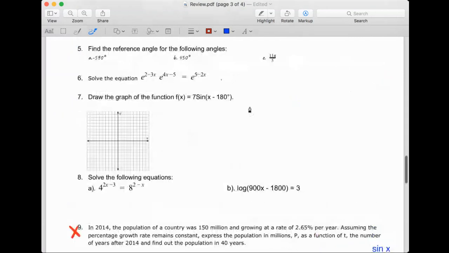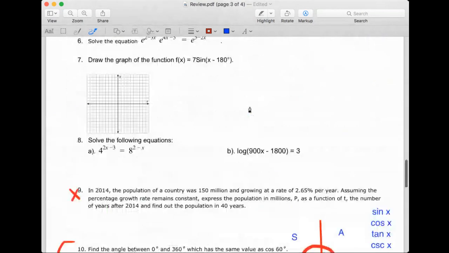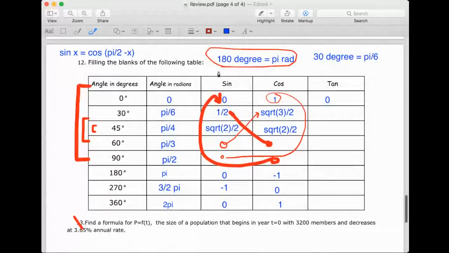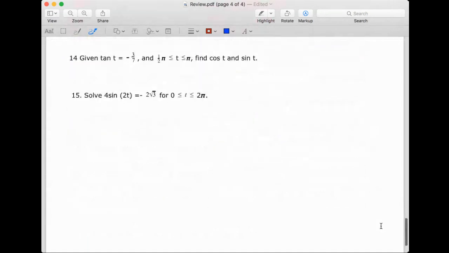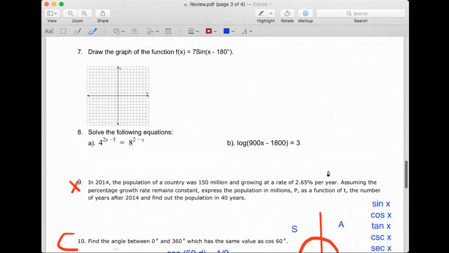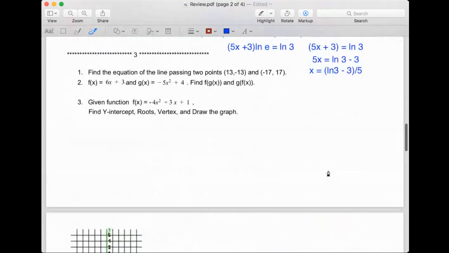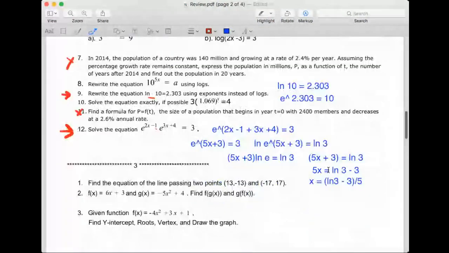We can also check from this table. Oh no, where is the table? Table here. Sine 0 is 0. You see 180. Okay, sine 180 is also 0. So this question may look very complicated. No, it's not. It's okay. It looks complicated. All right.